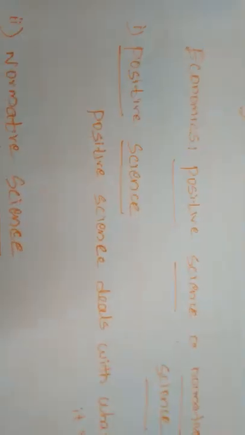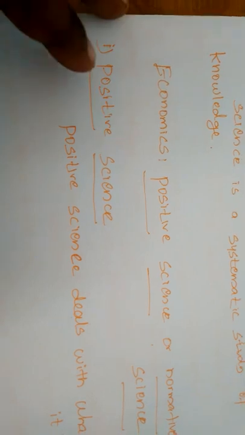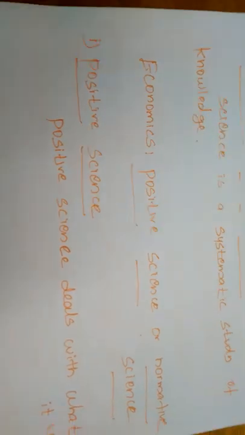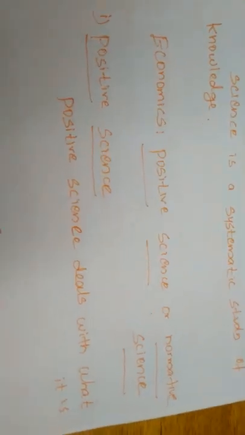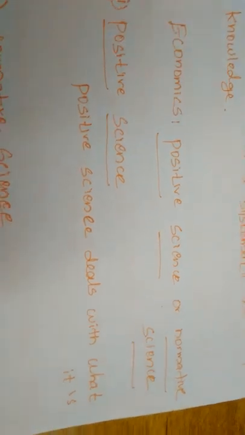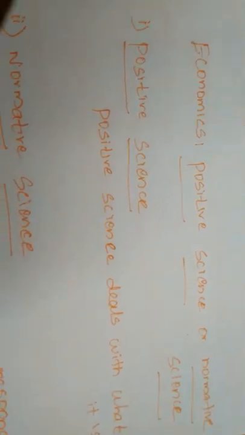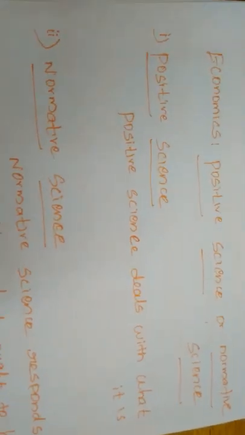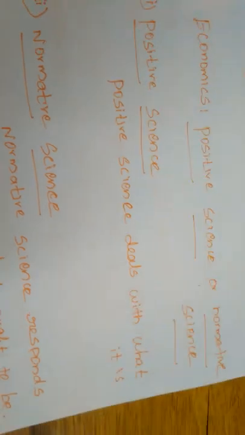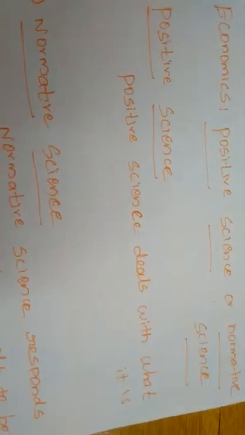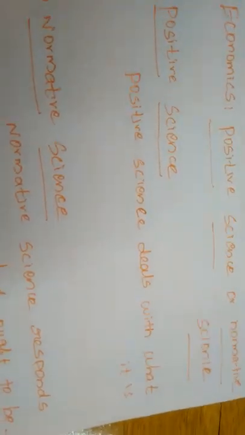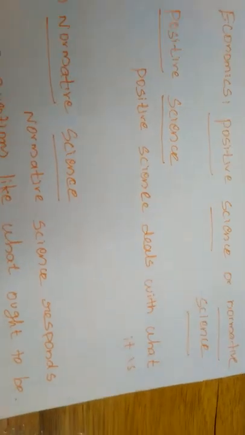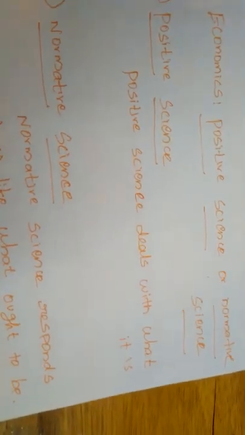Next, if you are accepting economics as a science, which science? Economics is considered as a positive science or a normative science. Before that, we must know the meaning of positive science. Positive science deals with what it is. The positive science always says as it is.